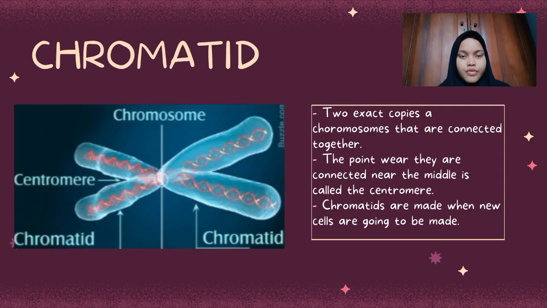Now, let's move on to the chromatid, seen in the picture on the side. Chromatids are two exact copies of a chromosome that are connected together. The point where they are connected near the middle is called the centromere. Chromatids are made when new cells are going to be made.